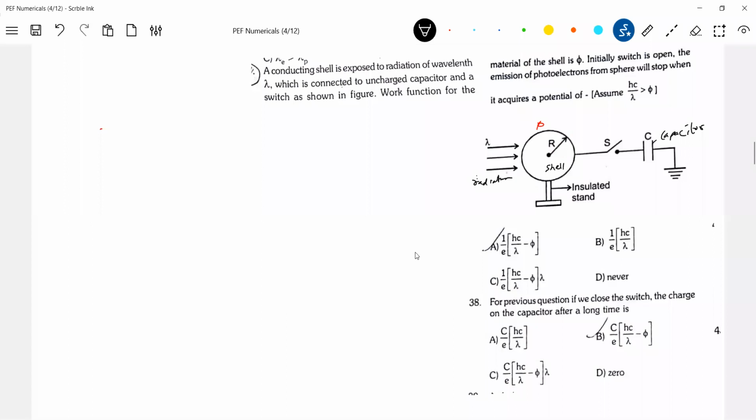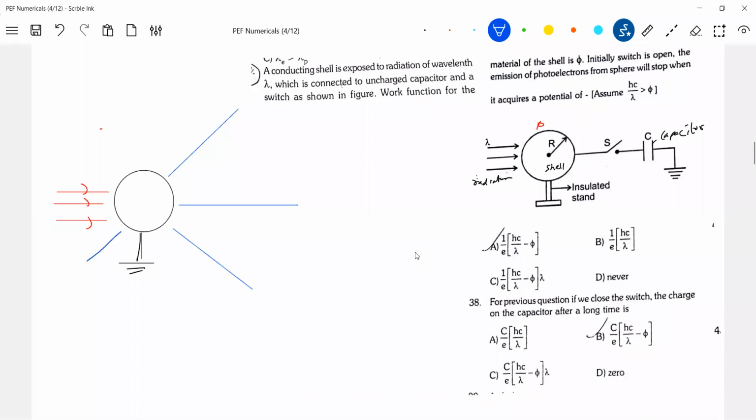It's a very generalized question again, just like the previous problem we discussed. Radiation will be continuously incident here. What is this blue color? This is the electrostatic field. Who will set up this electrostatic field? The photoelectrons, as they escape.